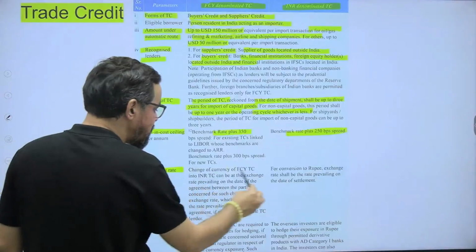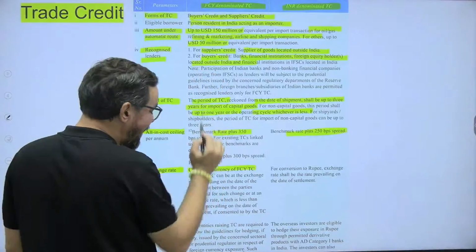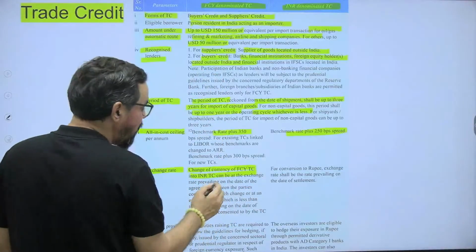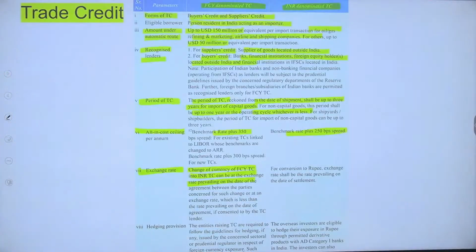Exchange rate: conversion of foreign currency denominated trade credit into INR can be at the exchange rate prevailing on the date of the agreement between the parties concerned for such change, or at an exchange rate which is less than the rate prevailing on the date of the agreement. It is generally based on the parties themselves. But in another case, for conversion to rupee, the exchange rate shall be the rate prevailing on the date of settlement. That value date we will consider.